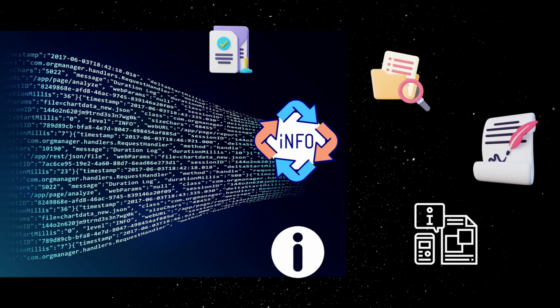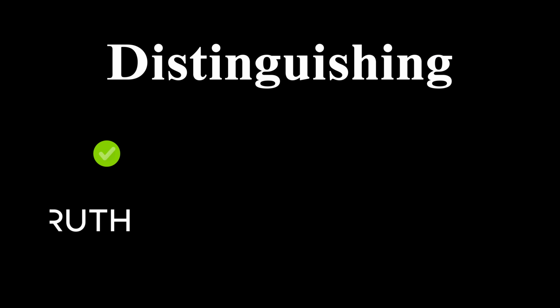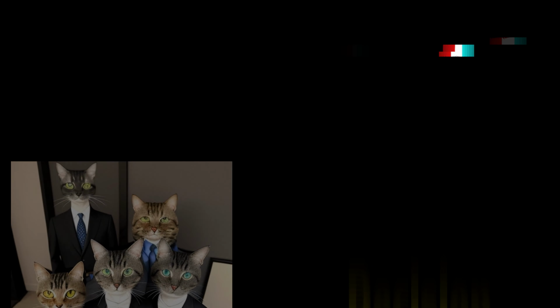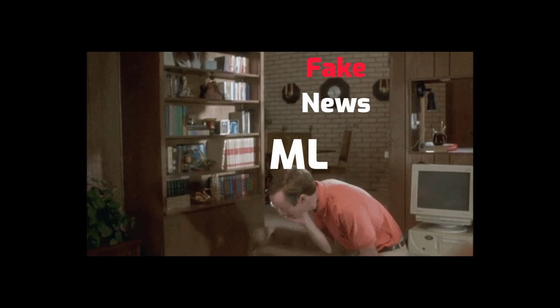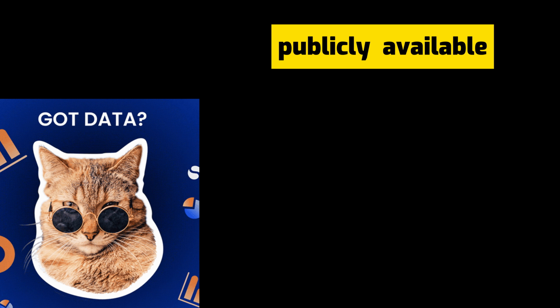In the era of information overload, distinguishing truth from falsehood is crucial. Fake news spreads rapidly, impacting society and decision making. We will explore how machine learning empowers us to combat misinformation. Talking about the dataset, we will be using a publicly available dataset that is uploaded on Kaggle.